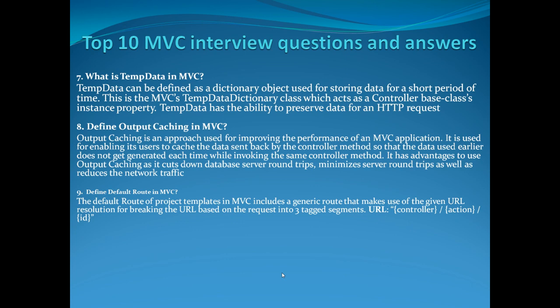Define default route in MVC. The default route of the project template in MVC includes a generic route that makes use of the given URL. There are three parts: first is controller, second is action, and then ID. Okay. Next question.